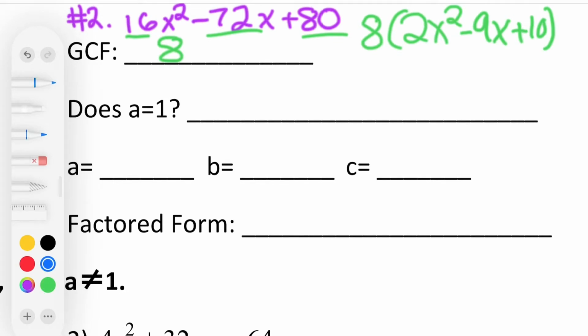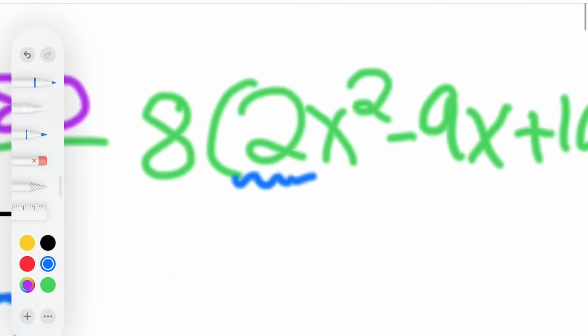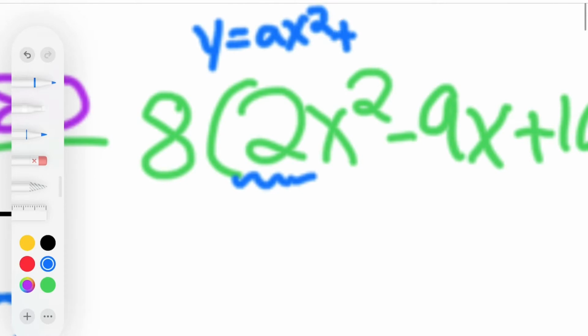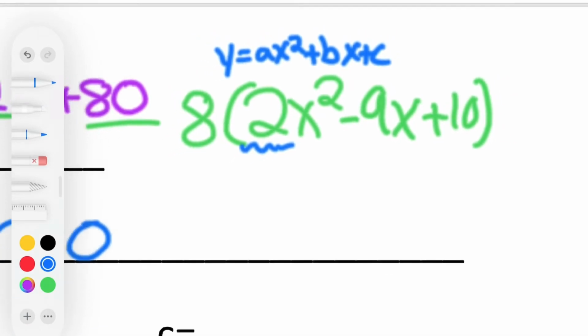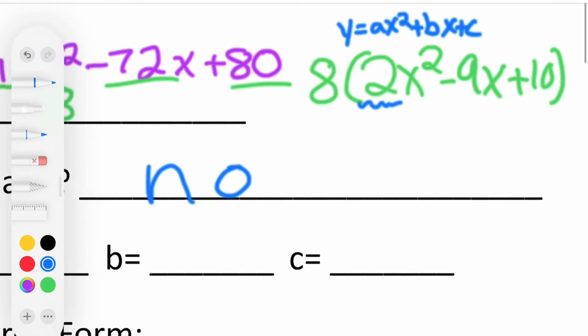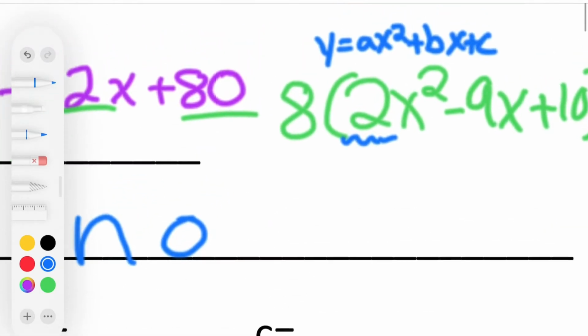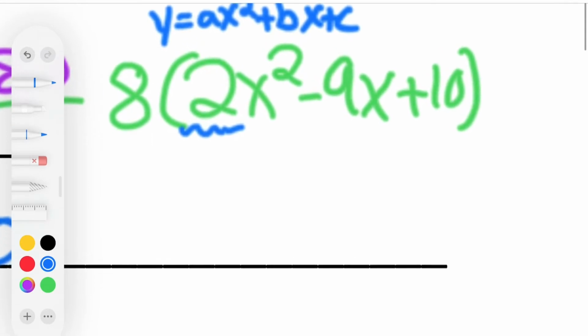Now, once we have factored out our GCF, does our A equal 1? So within our parentheses, does our A equal 1? No. What do I mean by A? If I had y equals ax squared plus bx plus c, my A is always the coefficient of x squared. So no, it does not equal 1. So if our A does not equal 1, then we have to slide and divide.